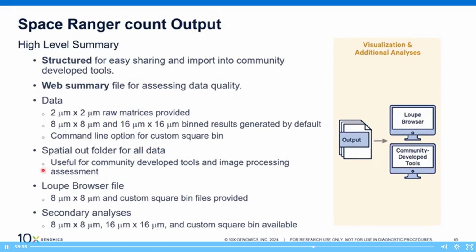We have a spatial folder for all the data that you will get processed, and that is where you can take any kind of information and any kind of data type you want and go into community developed tools and look into the image processing, for example, or the secondary analysis. This folder has everything you will need. You will get a Loupe Browser file, by default the 8x8, and a custom square bin if you have run this. The secondary analysis information you will also get for the 8x8, 16, and custom square bin.